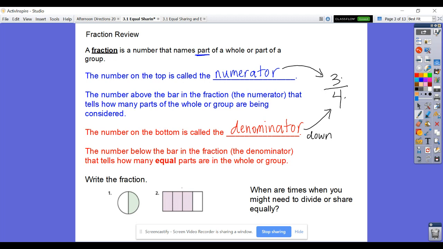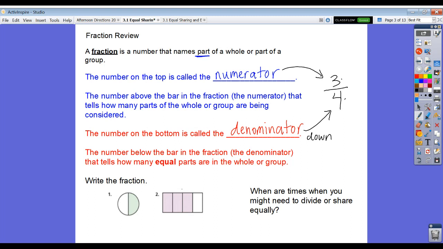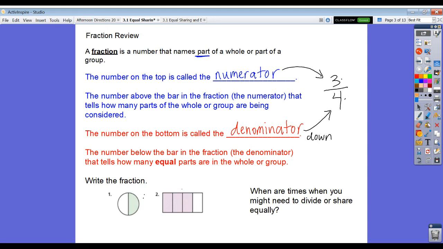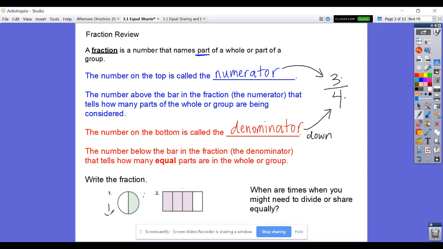Now let's practice with these images here. Hopefully you can see this pretty well. This fraction is showing a visual representation in circles, and we want to know what part of the whole is shaded in number 1. Can you guess it? 1/2, or 1 out of the 2 equal pieces.